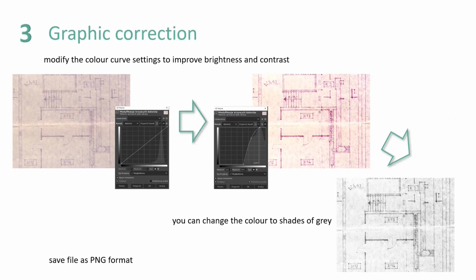Old drawings are often in the form of photocopies. The lines are purple and the sheet is also a shade of purple, and for this reason the drawing may not be legible. After scanning the drawing, you can modify the color curve settings in the graphics program to improve brightness and contrast. You can change also the color to shades of gray. The drawing is now clearer.